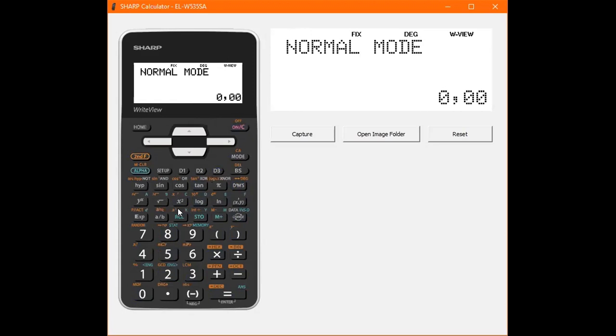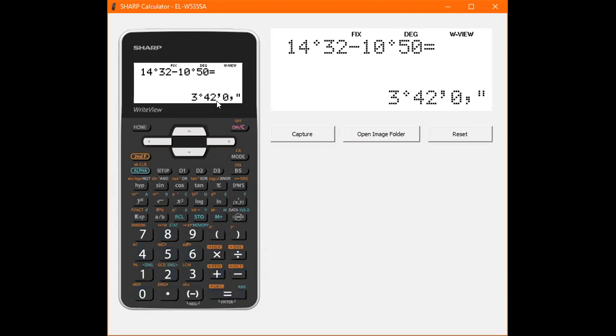So Susie gets on the train at 10 to 11 in the morning, and she gets off at 2:32. So now we have 14 DMS 32 minus, it was 10 to 11, right? So it's 10:50, and then we would say equals, and we'd get 3 hours and 42 minutes that she spent on the train.